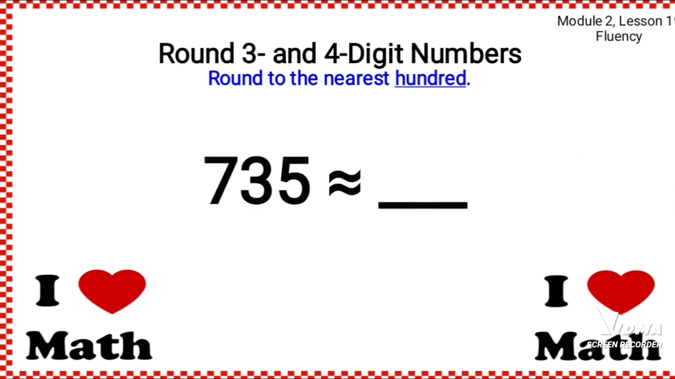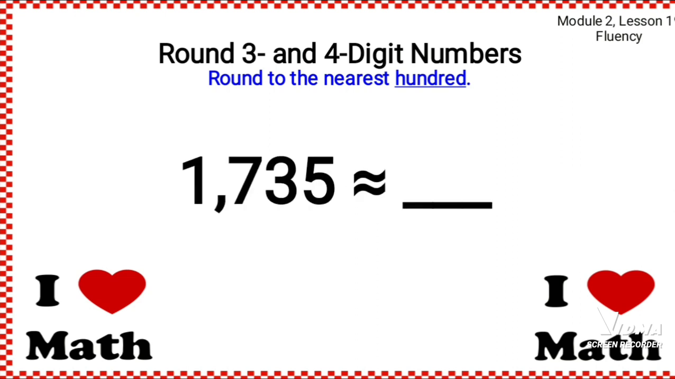See if you can handle this. 735. Can you round it off to the nearest 100? The endpoints here are 700 and 800. Halfway is 750. 735 is below the halfway, 750. So we can round this number down to 700.